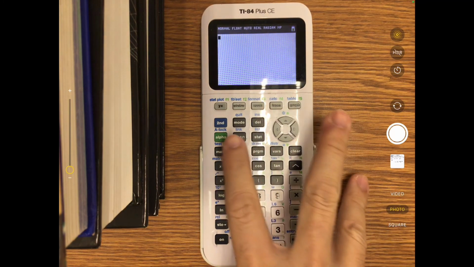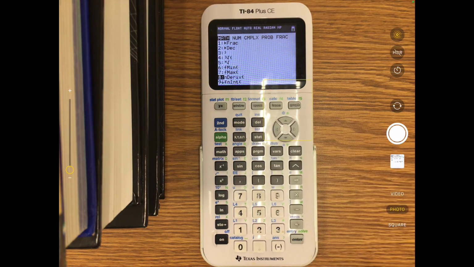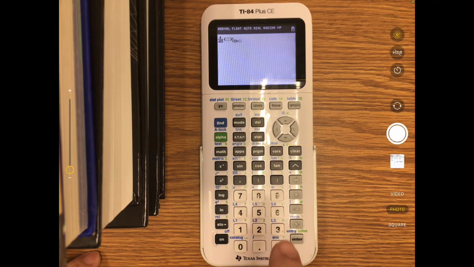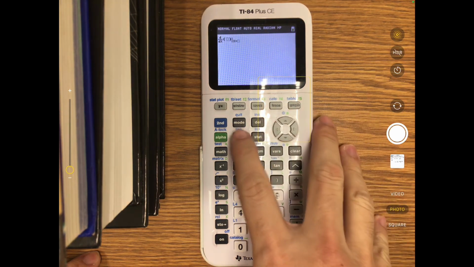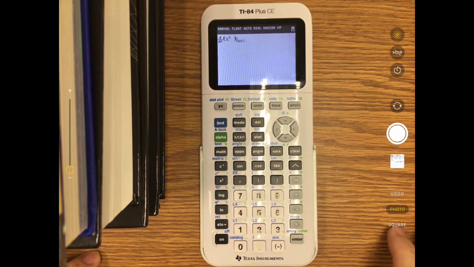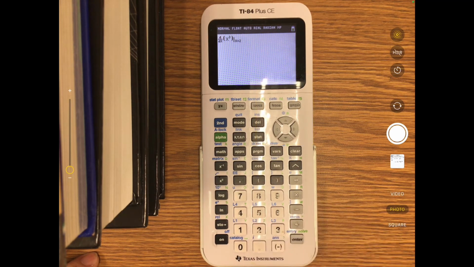This is a cool function here. We're going to hit math, and scroll down to nDeriv, which is 8, or you could just press the number 8. Notice that it's giving us some weird symbols here. What we're going to do is d over dx, so we're finding the derivative with respect to x. We put our function in it, x cubed, hitting the caret for the third power. And where it says x equals, that's where we put the 2. So we want to find the derivative of x cubed when x is 2.